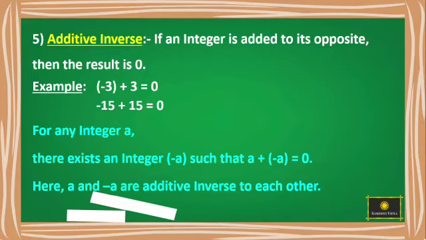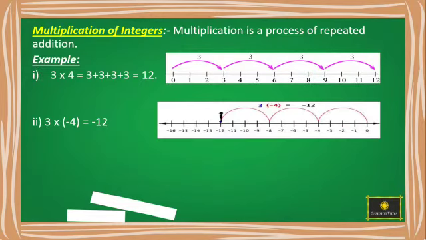Now let's see multiplication of integers. Multiplication is a process of repeated addition. We can multiply numbers on the number line as well. Let us see how we can do this with a simple example. 4 into 3.